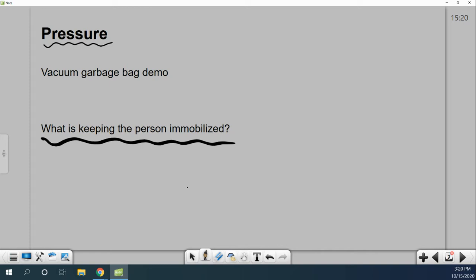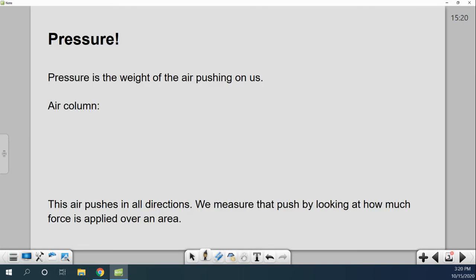So if you think about it, we haven't added anything to the person, right? There's nothing holding them in place. He's not tied down. All we've done is remove air. And so what's keeping the person pinned in place is the pressure of the weight of the air around him. With no air in the bag, we've created a vacuum, and so atmospheric pressure has pinned that person into a bag. And so what is pressure?